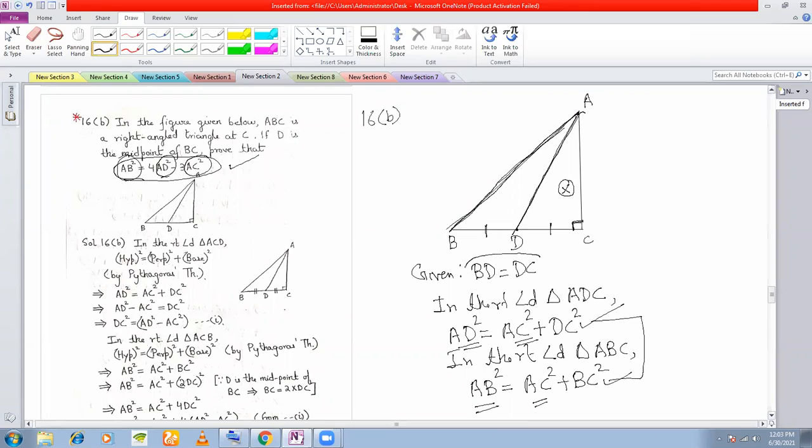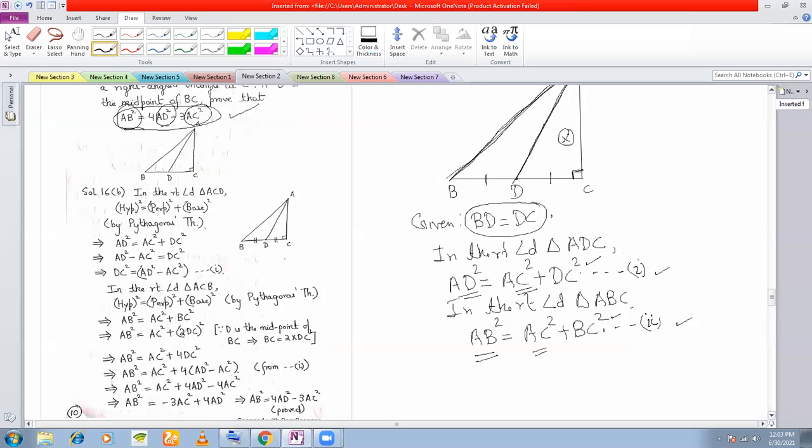But we also see that BD is equal to DC, isn't it? These two are equal, isn't it? So we are going to start from here. We want to remove from these two, let's call this 1 and let us call this 2. From these two, we want to remove DC and we want to remove BC and we want to get a single equation. Okay, so how do we start? We know BD is equal to DC, right?